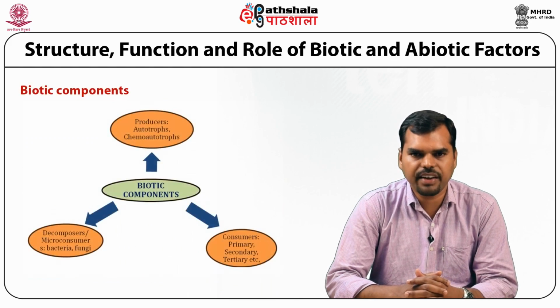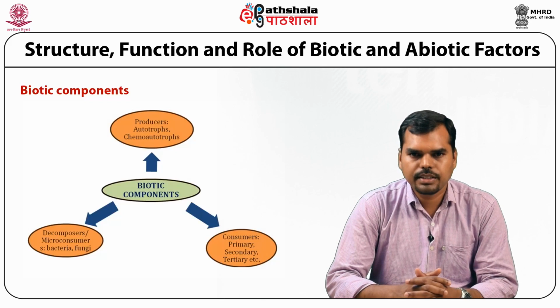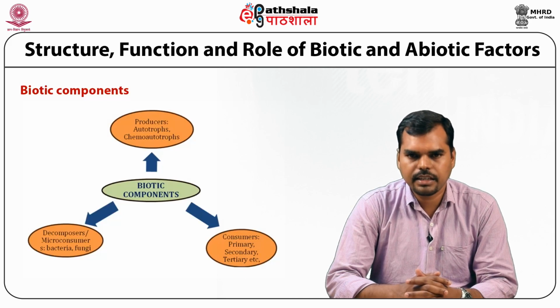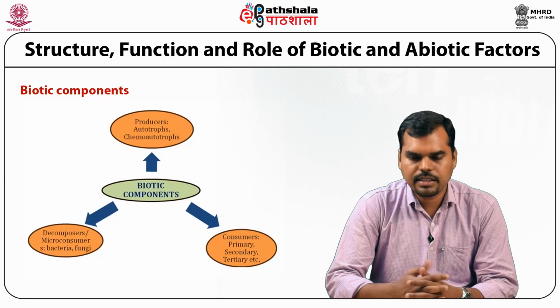Then what are the biotic factors? Biotic factors are of three different groups: producers, consumers and decomposers. What are the producers? These are all autotrophs, such as photosynthetic algae, hydrates, grasses and trees, that generate food or energy through the photosynthetic process. The details of the photosynthetic process we are going to discuss later.